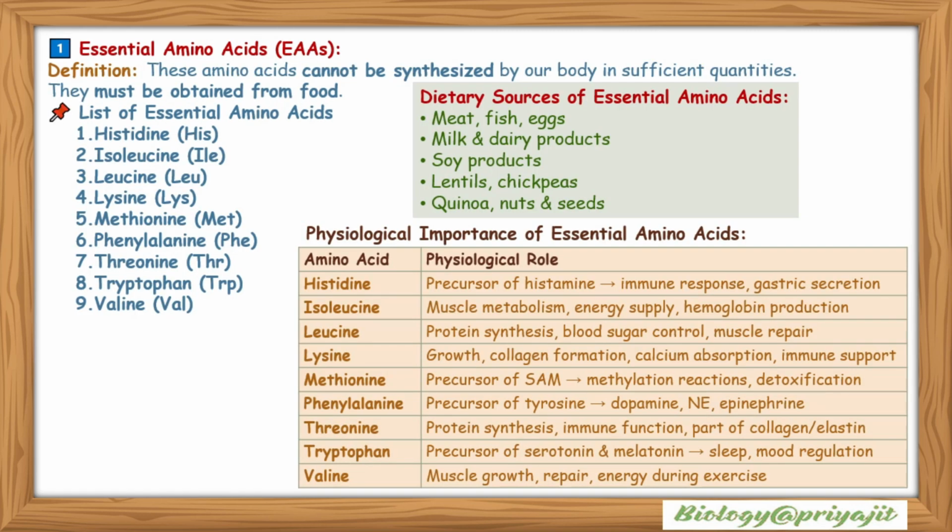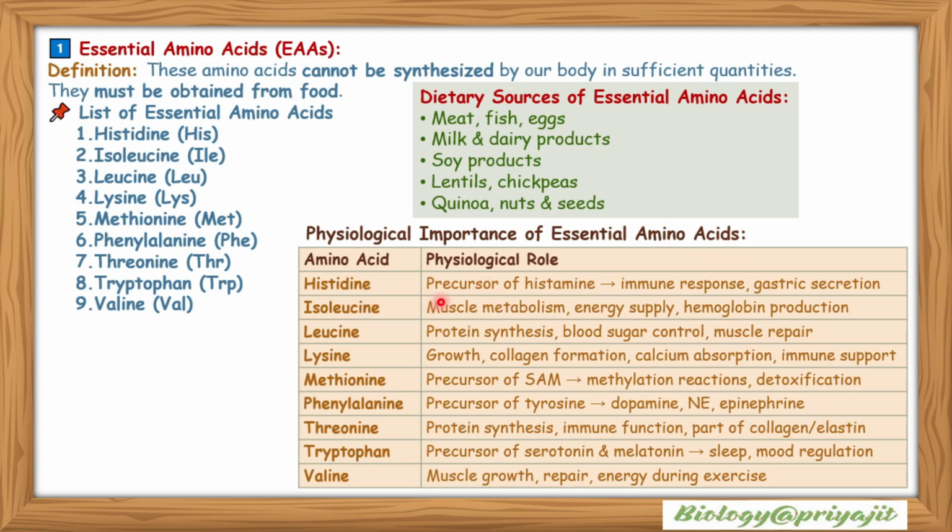Essential amino acid, what is the definition? These amino acids cannot be synthesized by our body in sufficient quantities, so they must be obtained from the food. So the list of essential amino acids are histidine, isoleucine, leucine, lysine, methionine, phenylalanine, threonine, tryptophan, and valine. Dietary sources of essential amino acids are meat, fish, eggs, milk and dairy products, soy products, lentils, chickpeas, quinoa, nuts and seeds. So now we have to know the physiological importance of essential amino acids.